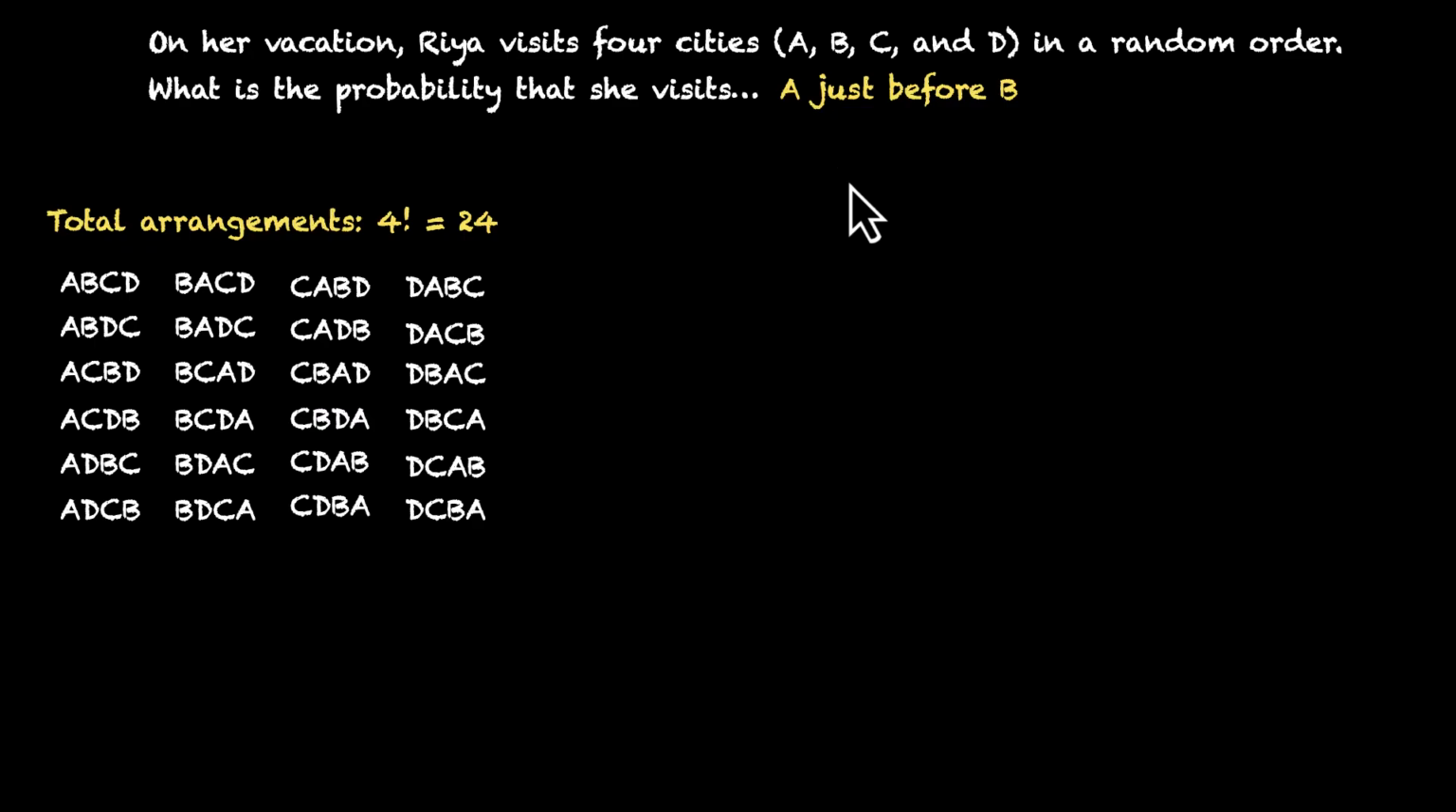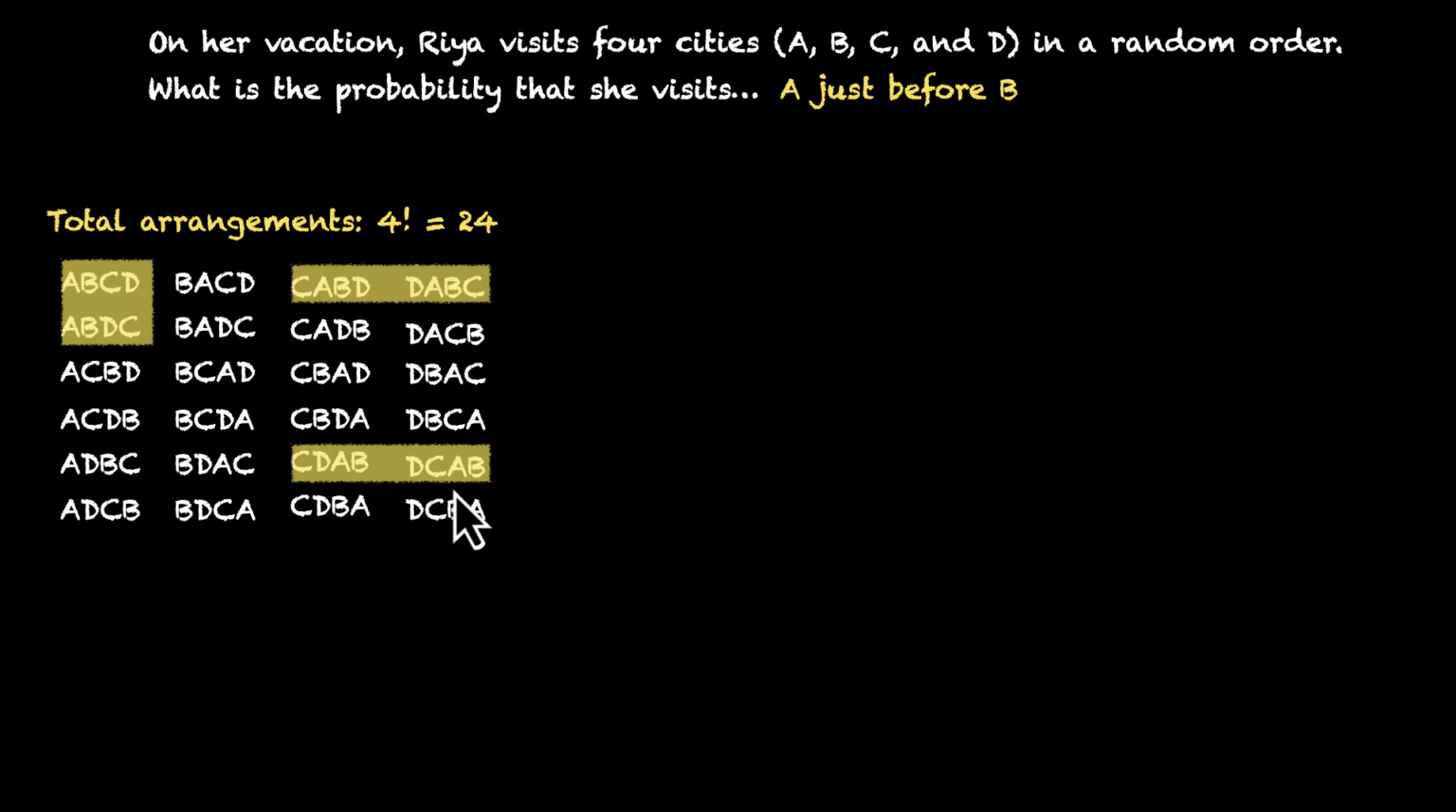Here's the last one. A just before B. Pause the video, try this out. Okay. So A just before B, which means we have AB as a combo. So ABCD will work, ABDC will work. Where else? We have A just before B. This one works, CABD. This one also works, DABC. Where else do we have A just before B? These two, CDAB and DCAB. And that's it. So 2 plus 2 plus 2, that's 6. So 6 by 24, that's 1 by 4. So the probability that Riya visits A just before B, that's 1 by 4, that's 25%.